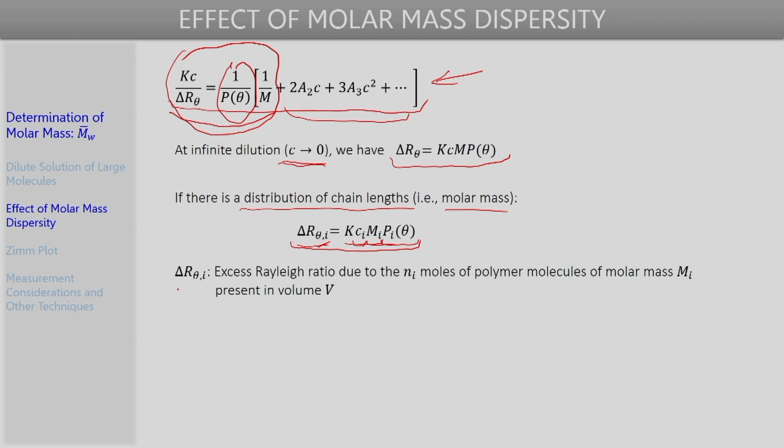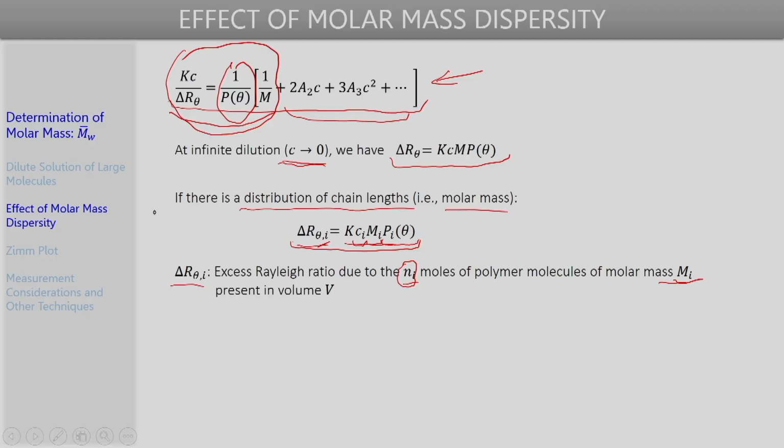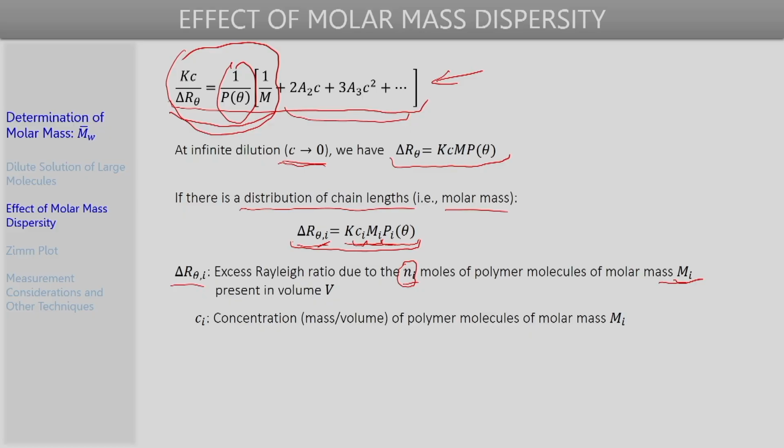So as we discussed, this ΔRθi in the expression is the excess Rayleigh ratio due to the ni moles of polymer molecules of a certain molar mass Mi that are present in a volume V of our solution. So here small ni, as per the notation that we have chosen, represents the number of moles of polymer molecules of a certain molar mass, which is given by Mi. Similarly, Ci is just the concentration of these particular polymer molecules having molar mass Mi.